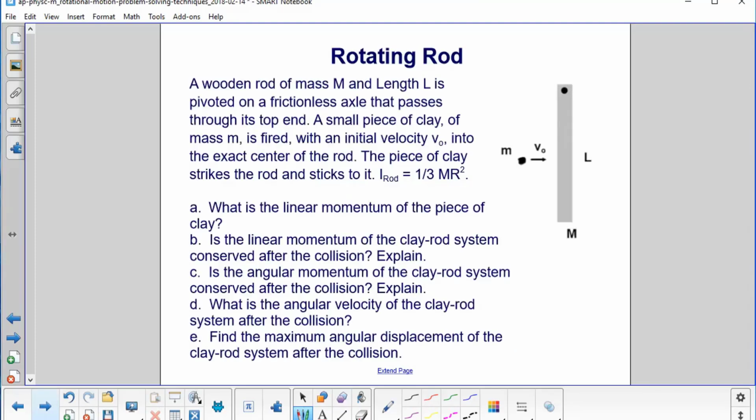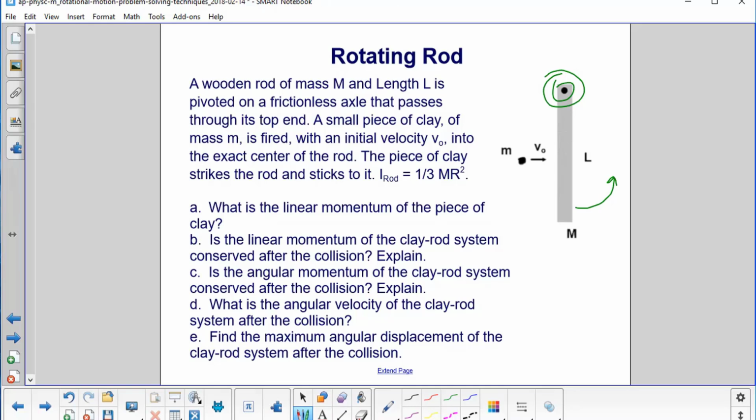Rotating rod. We have a wooden rod of mass M and length L, and it's placed on a frictionless axle up here that passes through its top end. A small piece of clay is fired with an initial velocity v0 into the exact center of the rod. The piece of clay strikes the rod and sticks to it. And what's going to happen is this entire rod will pivot on the axle and will rotate like that.